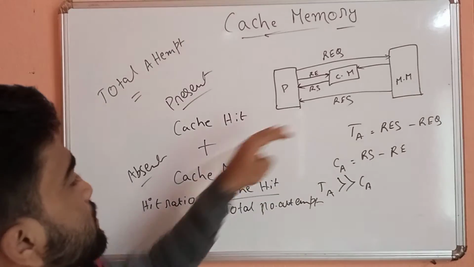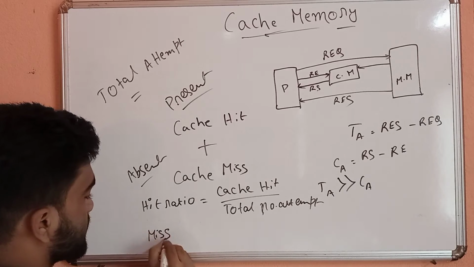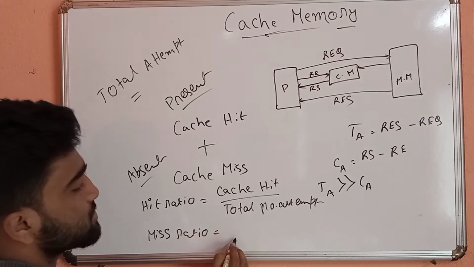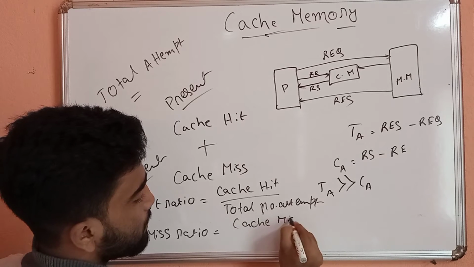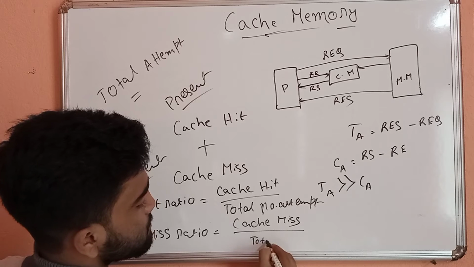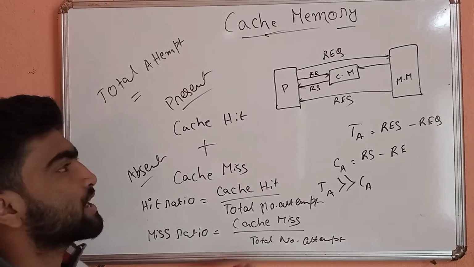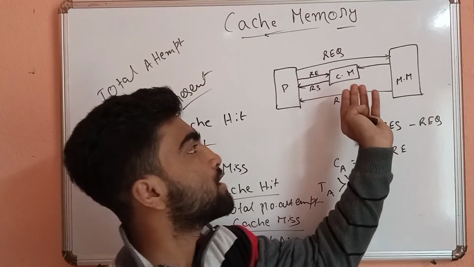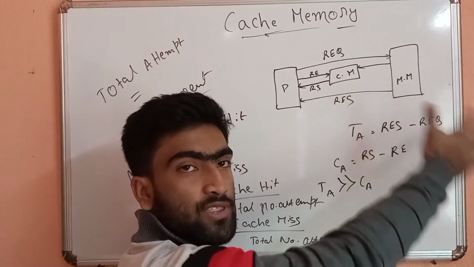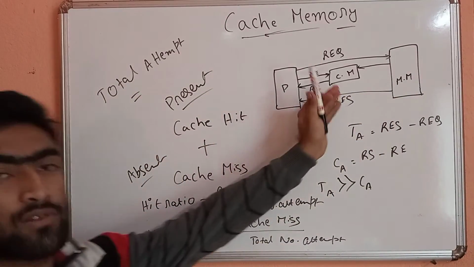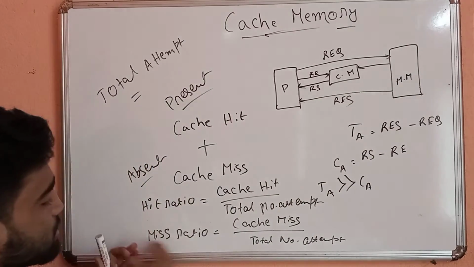And now what will be the miss ratio? It will be cache miss divided by total number of attempts. Quite easy. That means the number of times the processor didn't find the content in the cache memory, the processor will have to approach the main memory for that content, if not found in the cache memory. Okay, this is the hit ratio and miss ratio.